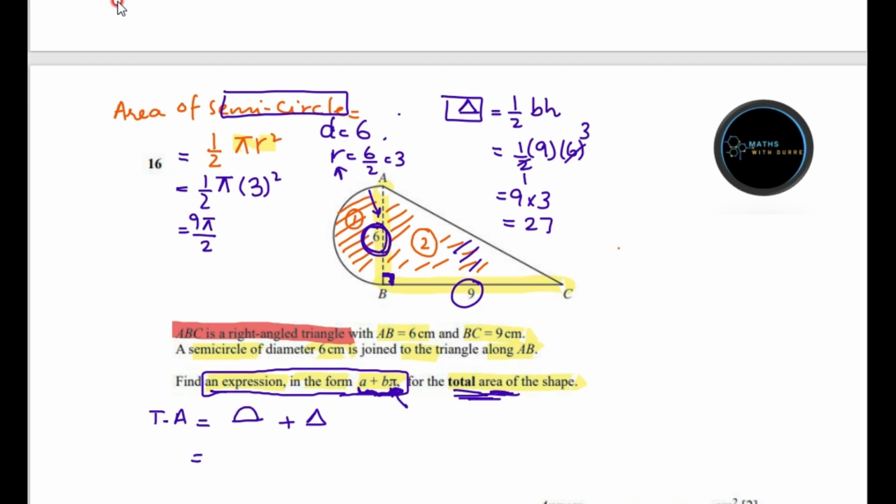So what was the answer of it? The answer was 9 pi upon 2 plus 27. I will just change the order because pi is coming as the second value. So I will write 27 first and 9 pi upon 2 later on.